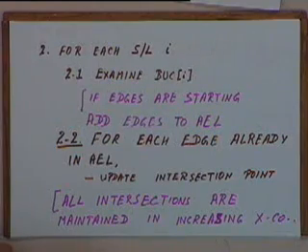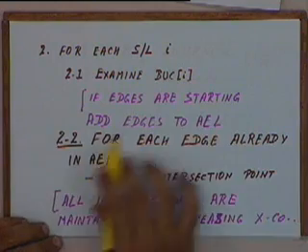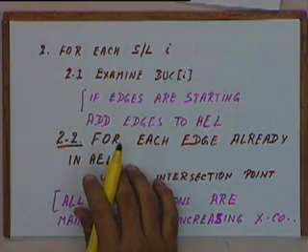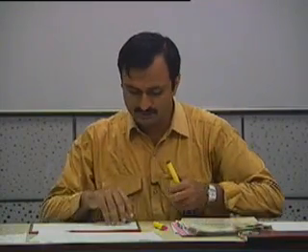How do you find out, in step 2-1, you set for an edge starting? Yeah, in step 2-1, you said if edges are starting. If edges are starting, what happens when edges are ending? How do you test for this, edges are starting or ending? How do you test whether edges are starting or ending? That is quite straightforward.